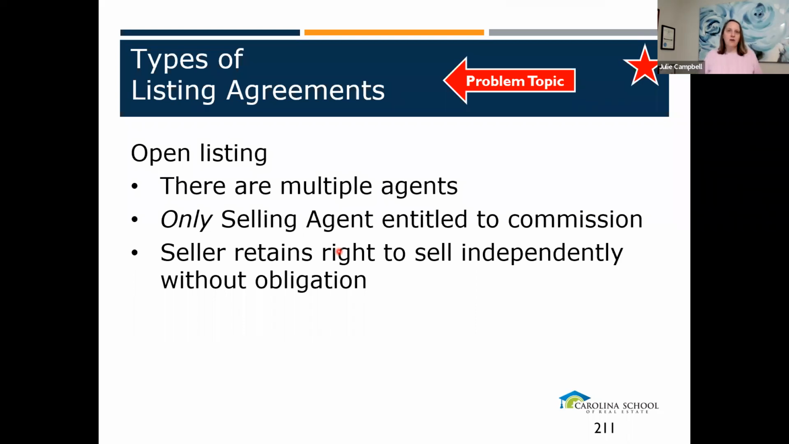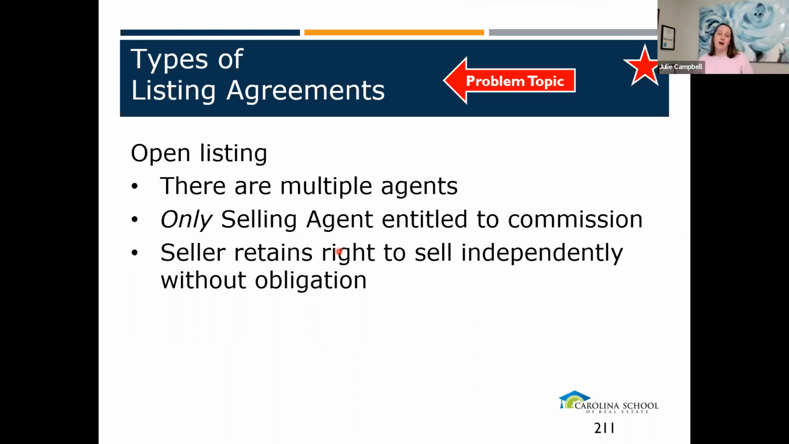Before you log out of Zoom, hang on. Most MLSs do not allow open listings. I know for a fact Triad doesn't allow it. I know for a fact Charlotte doesn't allow it. I cannot speak for other MLSs. My point is we don't see these often. That's better news, isn't it?